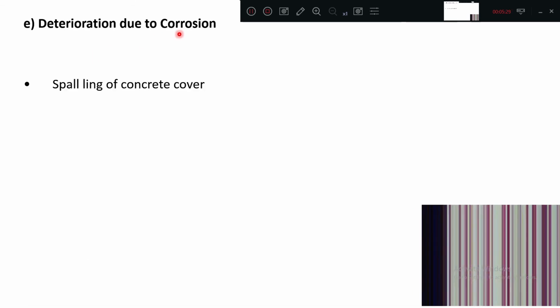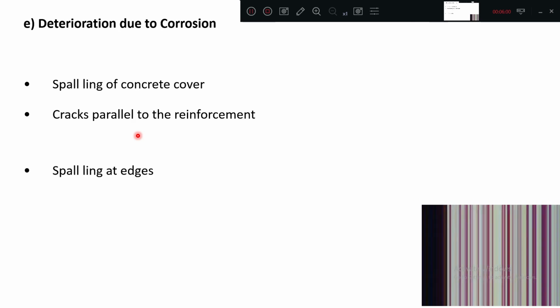Deterioration due to corrosion is very, very important. Due to corrosion, what will happen? Rust will form. Ferric oxide generally has more volume, so the increased volume will create stress on the concrete structure, and the concrete will suddenly start cracking. So what will happen? Spalling of concrete cover. If rusting is taking place, the ferric oxide tries to increase its volume, so spalling will take place. Cracks parallel to the reinforcement, bulging leading to cracks, spalling at the edges, swelling of the concrete are some of the things which will appear from corrosion.